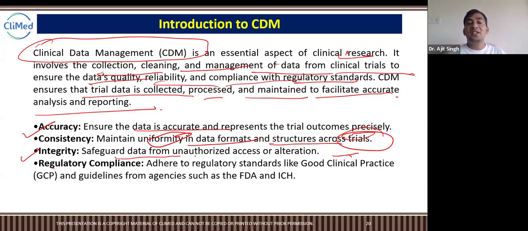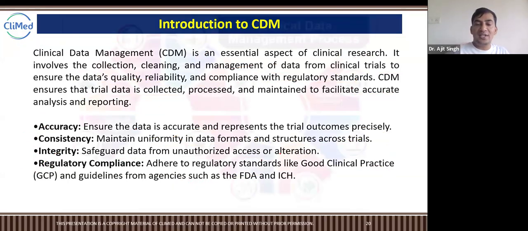Integrity means safeguarding the data from unauthorized access or alteration, so nobody can alter that. They have the data locking systems, they have these things. You will see in the CDM classes, you will learn about data locking. Then they follow the GCP, good clinical practices, to adhere to the data and for the security of the data, and other guidelines like from ICH and FDA, right?